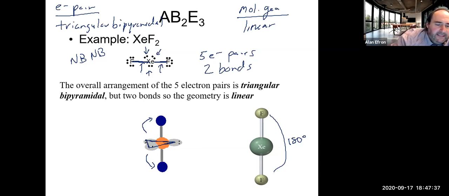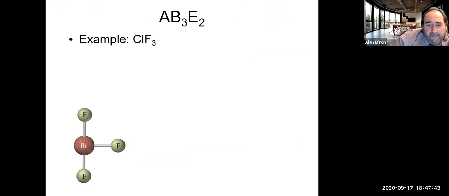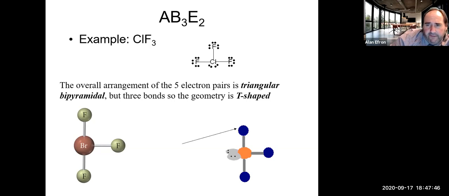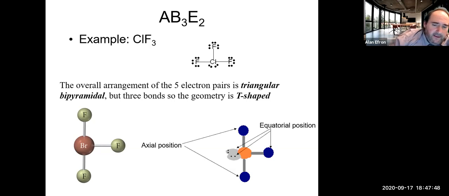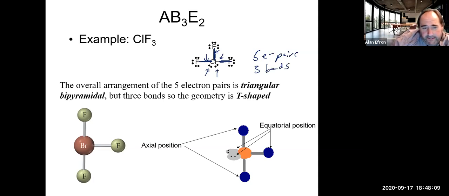The next expanded octet is also going to end up with 5 electron pairs, but it's going to have 3 bonds. If we look at this one, around the central atom we have 1, 2, 3, 4, and 5 electron pairs, and we end up with 1, 2, 3 bonds. In this particular case, the electron pair geometry is just like the previous one: 5 electron pairs is going to be our trigonal bipyramidal.